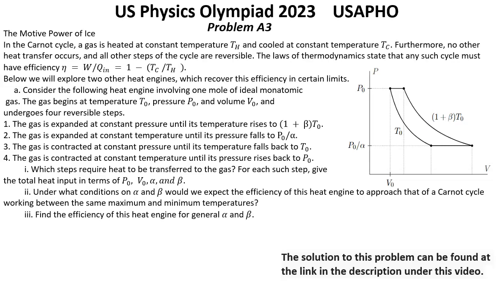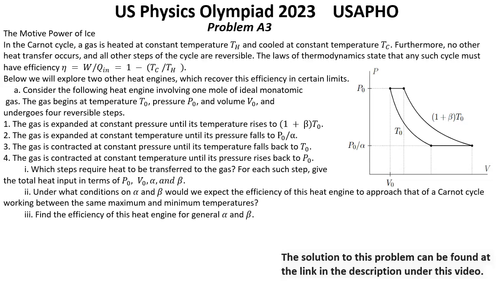is work done by gas and Q in is heat input inside the cycle, which is equal to 1 minus Tc over Th. Below we will explore two other heat engines which recover this efficiency in certain limits.